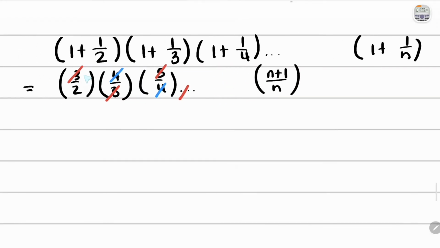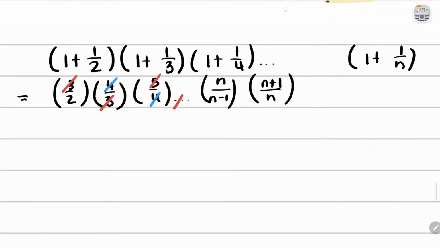As you can see, these factors are increasing by 1. So it means that if you had n plus 1 as the numerator of your last term, the previous term would just be 1 less than this. So this would be n plus 1 minus 1, which is n. And the denominator would also be 1 less than that, so it would be n minus 1. And so this is what it would look like.